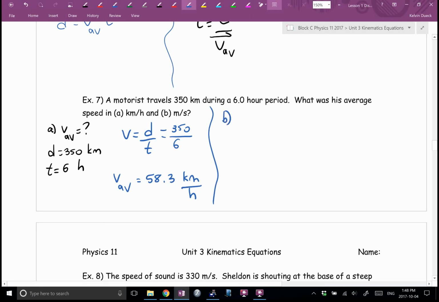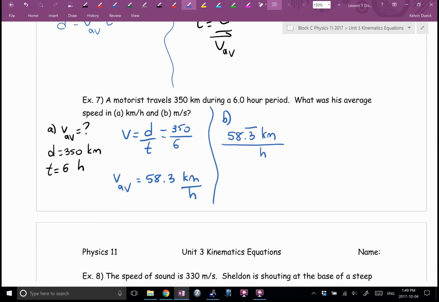B. We want to convert 58.33333 kilometers per hour to meters per second. Did I say we want to do a unit conversion? What's the first thing I'm going to do for a unit conversion? I'm going to write down what they gave me. 58.3 repeating kilometers, and then I yelled at you about don't do a slanty fraction. Clearly make sure what's on the top, what's on the bottom.